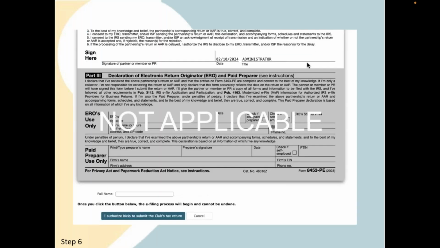While bivio is submitting your tax return based on this authorization, bivio is not an ERO or a paid preparer according to the IRS. As such, Part 3 will be left blank. When you've carefully reviewed the IRS Form 8453-PE on the screen, the next step is to sign this e-file declaration electronically. When you're ready to electronically sign this form, to authorize bivio to start the filing process, type your full name in the field below the form and click I authorize bivio to submit the club's tax return. When you click this button, it can't be undone.